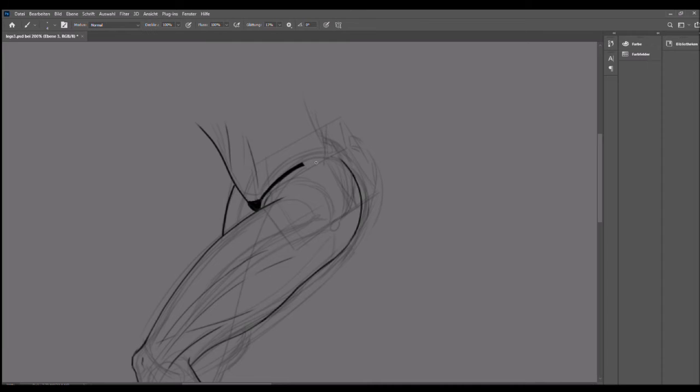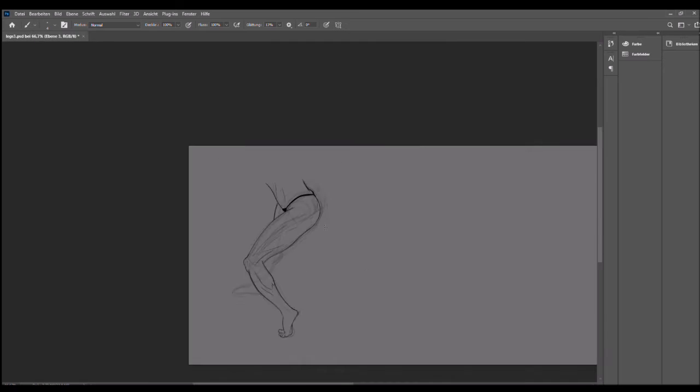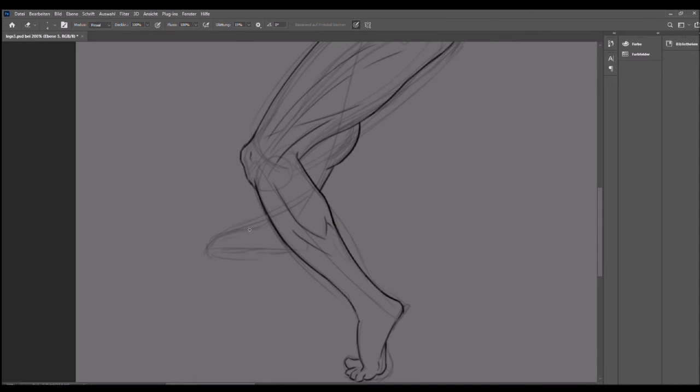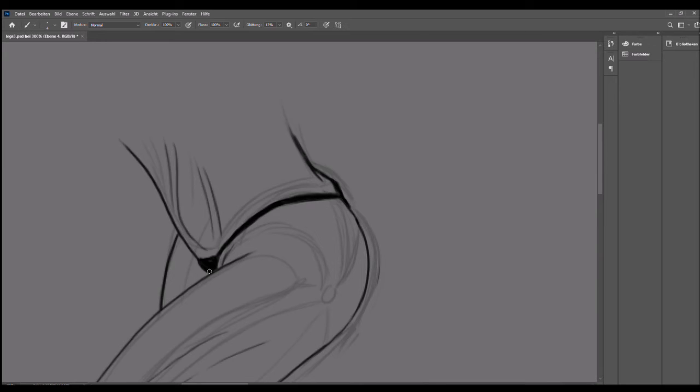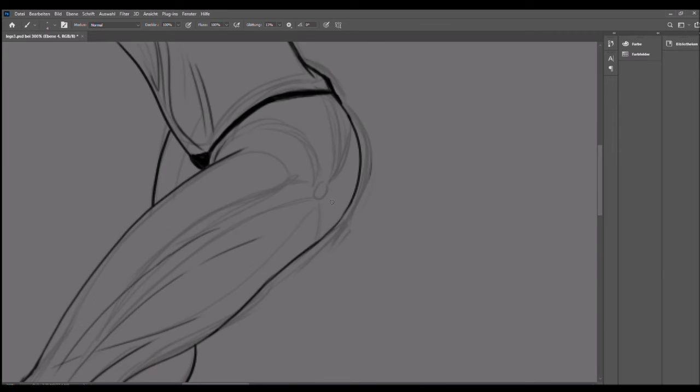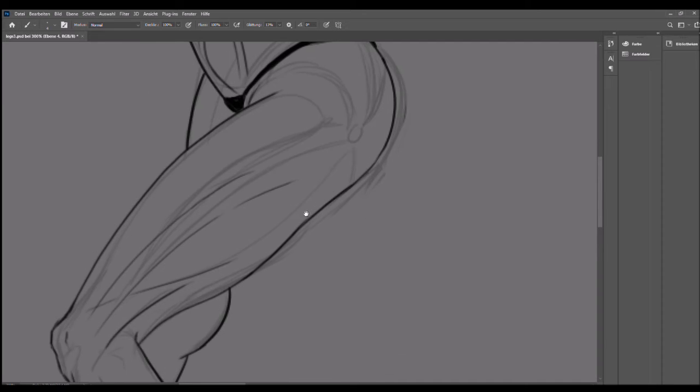Those landmarks always help you to not draw every single shape out of your head where you think, okay, this might be right, but to definitely know, okay, here has to be an origin of a muscle, or here has to be the insertion of a muscle. And yeah, that really helps. And always think of three-dimensional objects. Every muscle is not 2D. It has a mass, it has a volume.